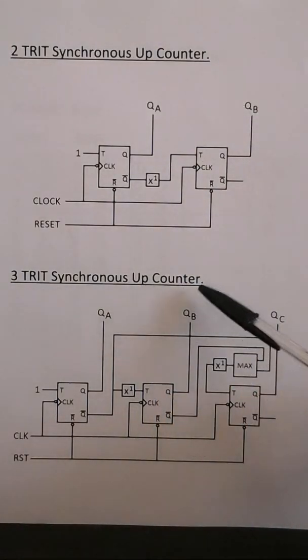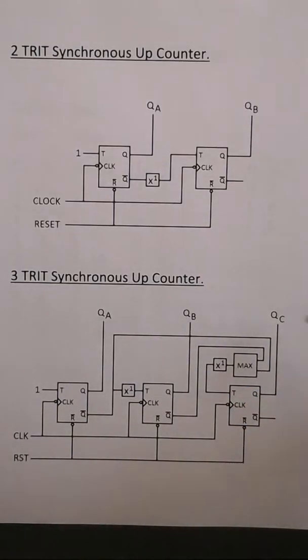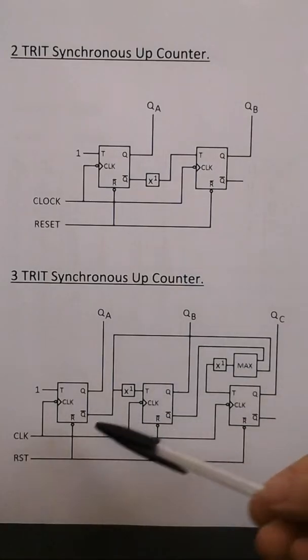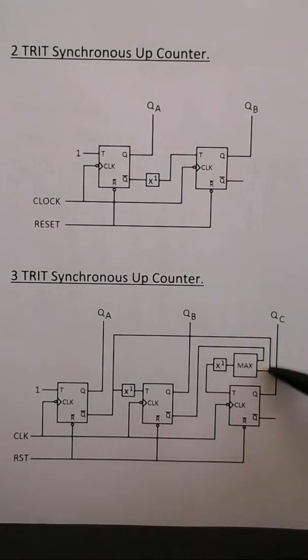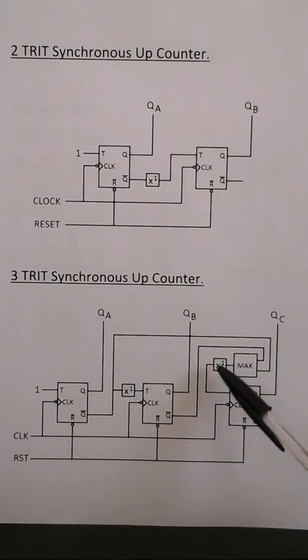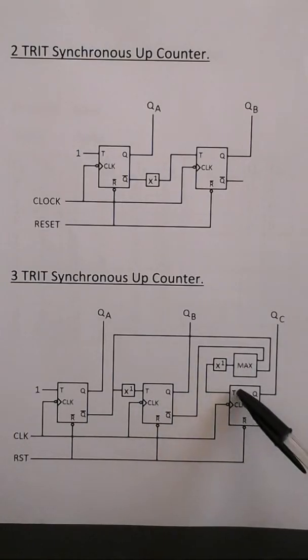For the 3-trit synchronous up counter, I haven't done the state table or the timing diagram, I've just done the circuit diagram. But when QA is a 2 and QB is a 2, Q bar A and Q bar B will be 0s. That feeds into a maximum function, which will give a 0 when both the inputs are 0, which makes x1 a 1 when the outputs are 0, which feeds into T, which advances the QC flip-flop by 1. So that's how it counts up.